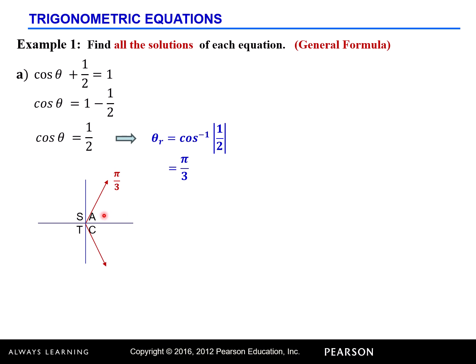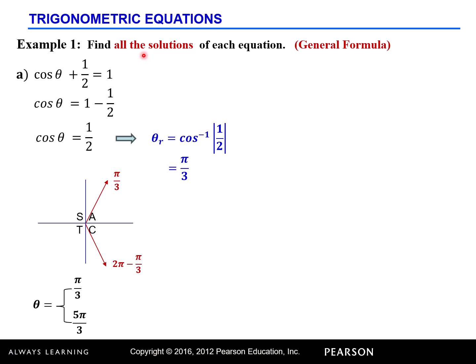Then the second angle, since the angle is in the fourth quadrant, it's less than 2 pi, so it will be 2 pi minus the reference angle, which is pi over 3. So you can see here that we use the value of the reference angle to find the two angles. In the first quadrant, it's pi over 3, and in the fourth quadrant, it's 2 pi minus pi over 3. They are pi over 3 and 5 pi over 3. Now, these are only two solutions from 0 to 2 pi.